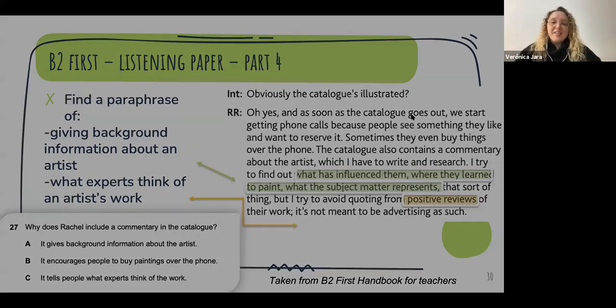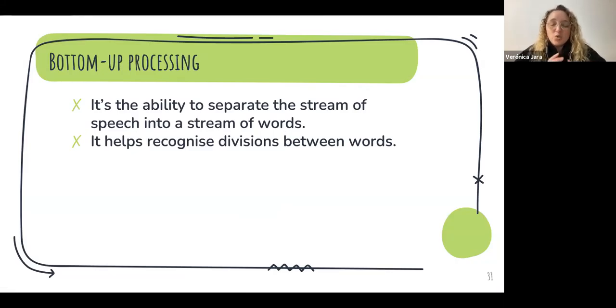Right. And another thing that I would like to go over with you is what we were talking about some minutes ago in terms of this other process that we do to arrive at meaning, which is bottom-up processing. Remember we said that bottom-up processing is when we pay attention to the small things, the tree instead of the forest. It's the ability to separate the stream of speech into a stream of words. It helps recognize divisions between words.